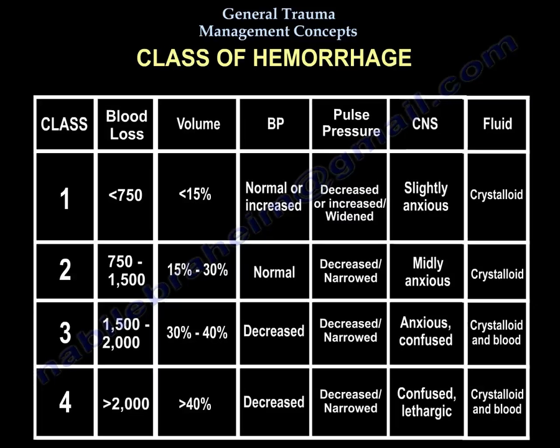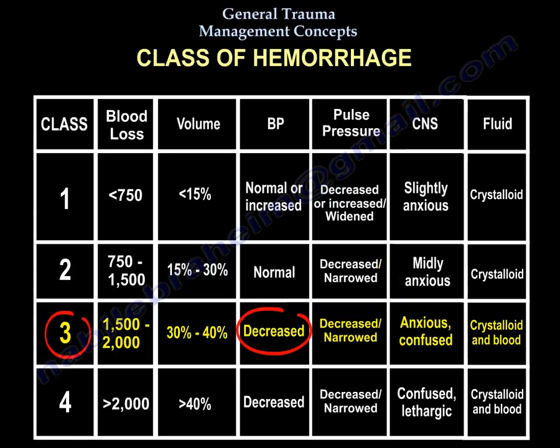So what is the class of hemorrhage? So we have 5 liters of blood. Class 1 is less than 15%. Class 2, we lose 15 to 30%, and the pulse pressure starts getting narrower here. And class 3, 30 to 40%, which is about 1,500 to 2,000 blood loss. That's when you get the hypotension. So you have to lose at least 30% of the blood volume to get hypotension, obviously with some tachycardia and decreased urine output. Patient will be anxious or confused.